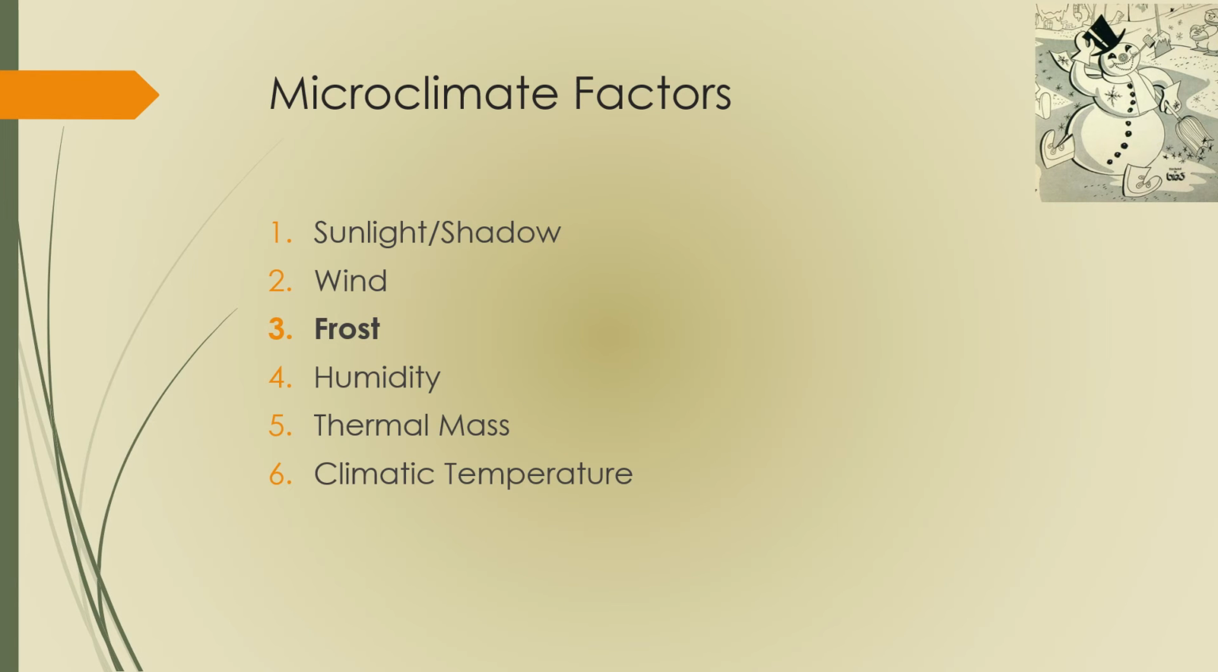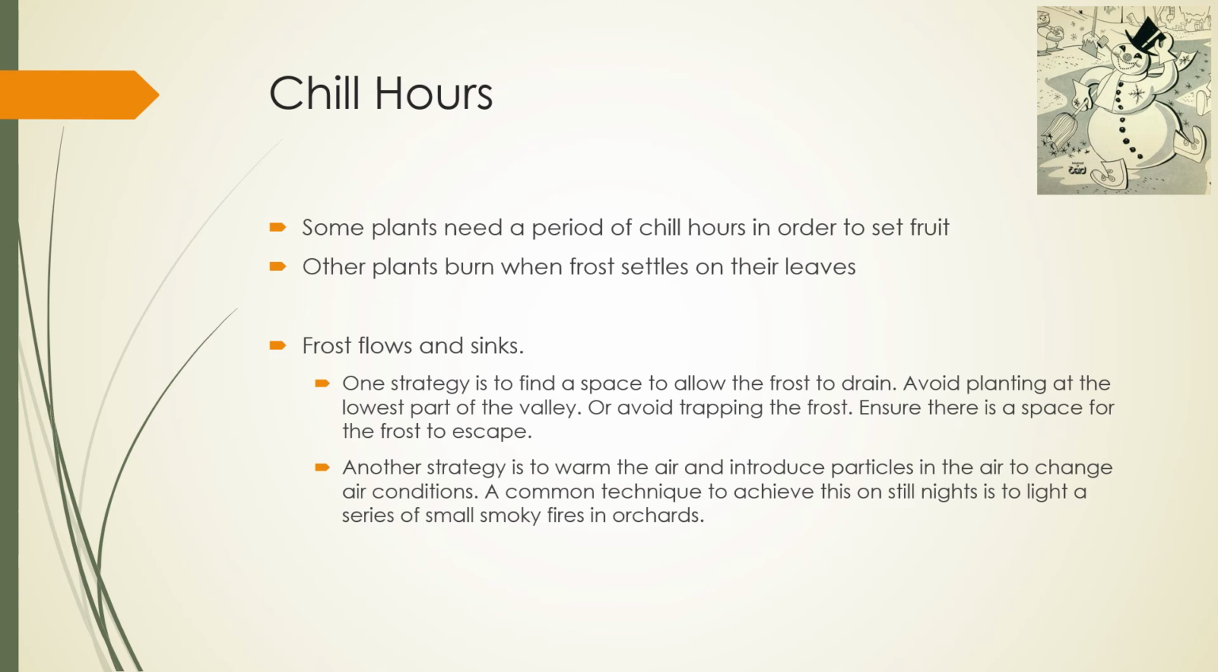And now we're moving on to frost. So those plants that need a bit of chill are probably the ones that are going to be lost with global warming. If you need to move the frost, then treat it a bit like heavy water and find a place for it to drain away. In an orchard situation, they actually put out lots of little fires in the orchards to keep the frost from settling on there and damaging the trees.